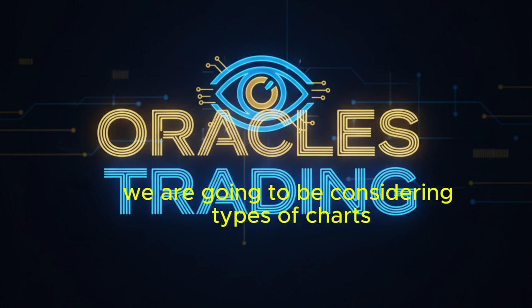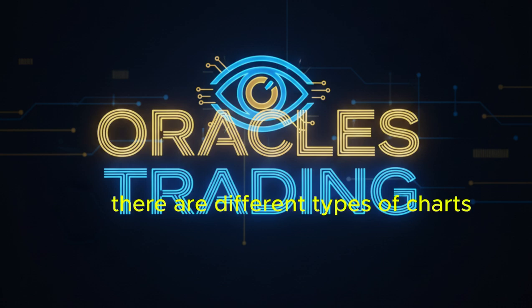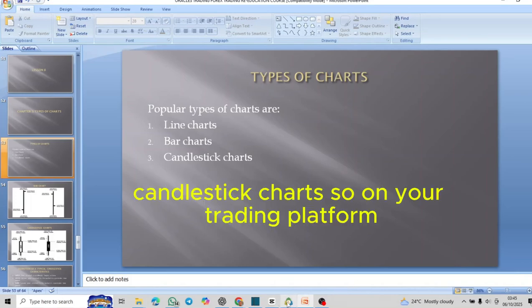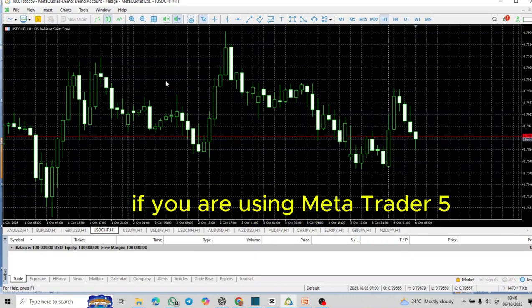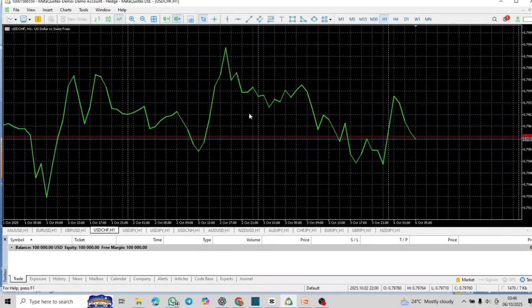We are going to be considering types of charts. There are different types of charts, but the popular ones are line charts, bar charts, candlestick charts. So on your trading platform, if you are using MetaTrader 5, here we have the line charts. This is how it is.